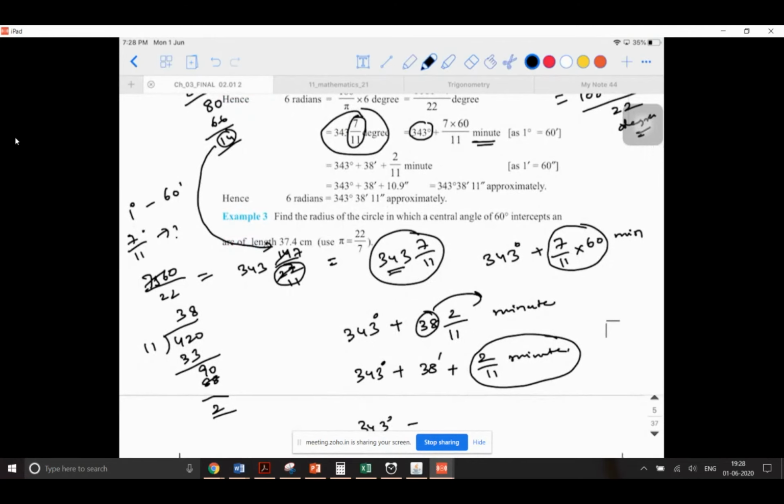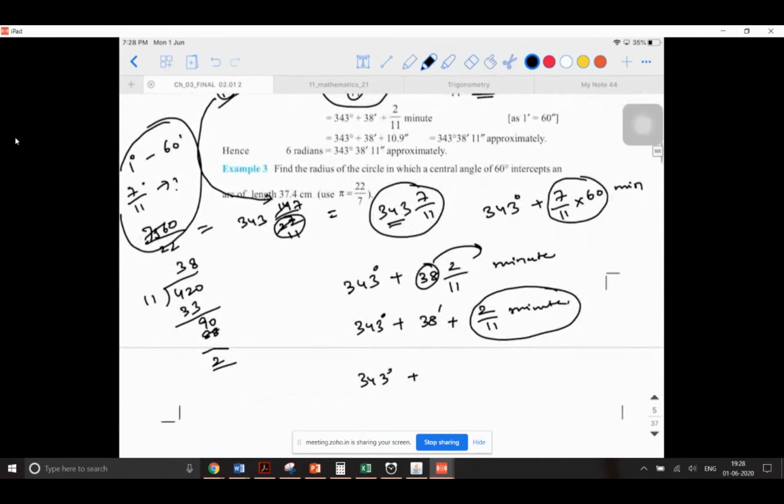Okay. See, going forward, you need not do all these things. 1 degree, 60 minutes and all, you need not do. By experience, you will get it. Since it is the first problem, I'm doing it in an elaborate way.